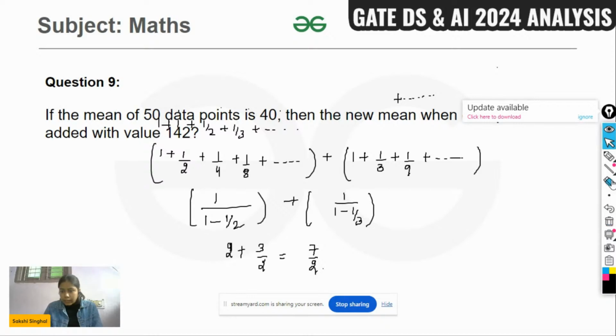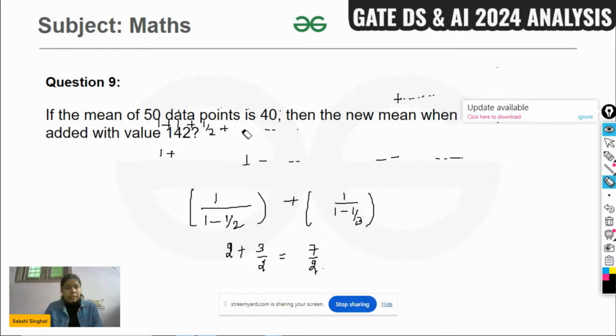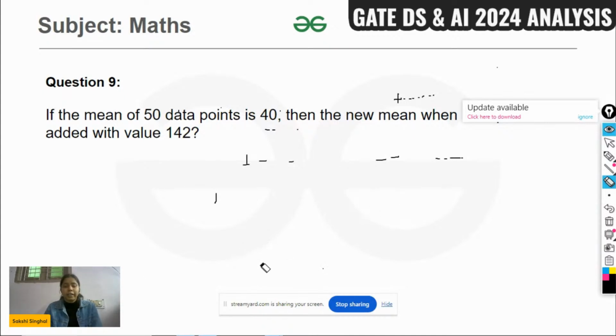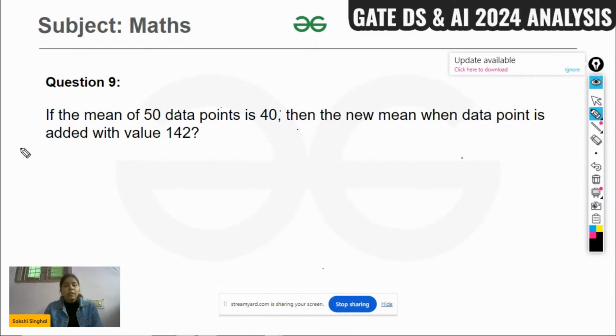Just a minute. Let me erase this completely. Yeah, this was another question. Guys, this type of question we have already solved in the mock exam as well. Right? What does this question say? The question here says that if the mean of 50 data points is 40, then we have to tell the updated mean if we add one data point, that is 142. Guys, the question is something like that.